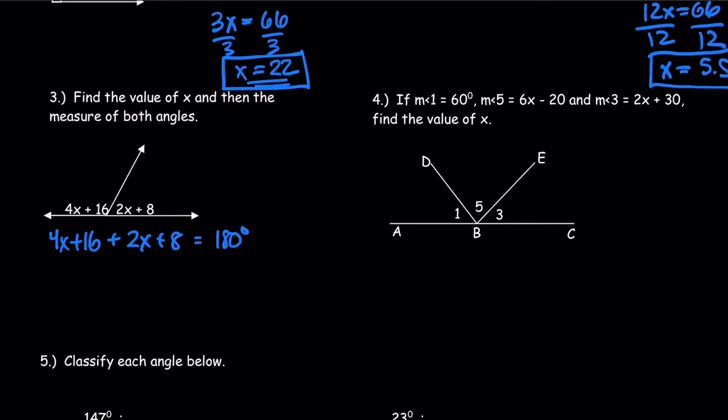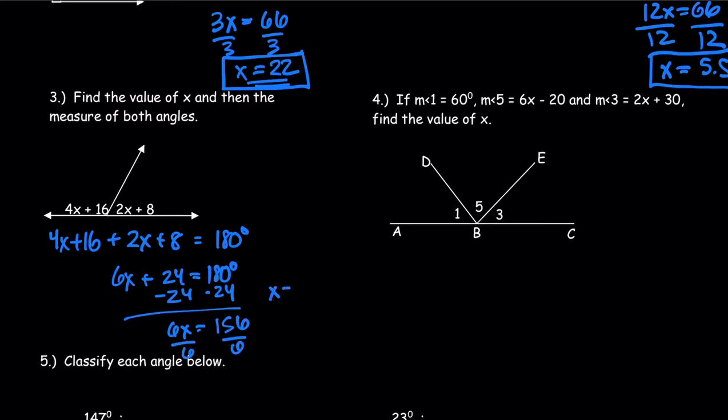I'm going to combine like terms. I'm going to take the 4x and 2x and put those together. I'm going to take the 16 and the 8 and put those together because they're all on the same side of the equation. So 4x and 2x is 6x. 16 and 8 is 24. That's going to equal 180. Let's subtract 24 from both sides. I get 6x equals, what's that, 156? Divide by 6, and for x, throw that in the calculator, I got 26.